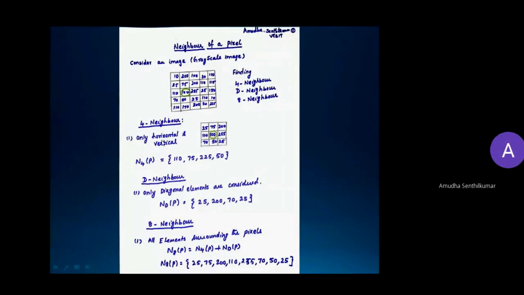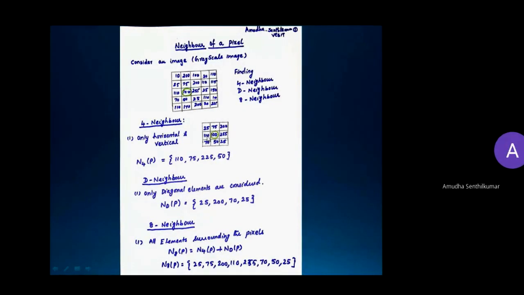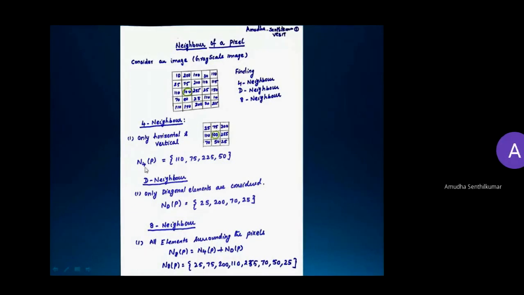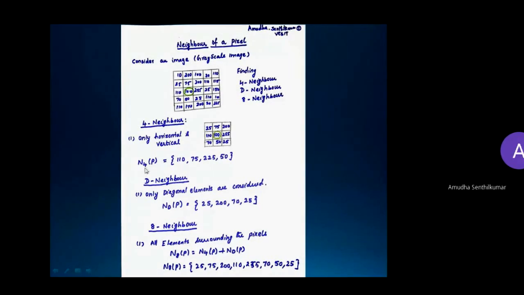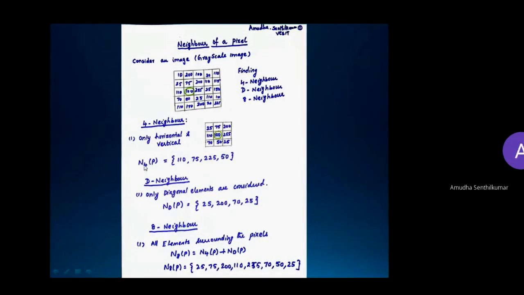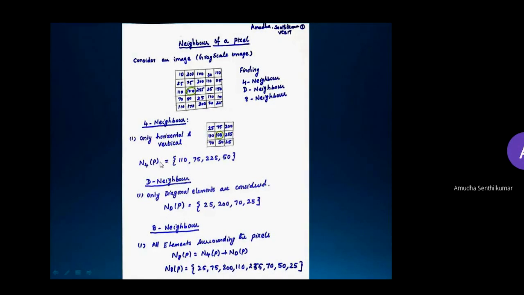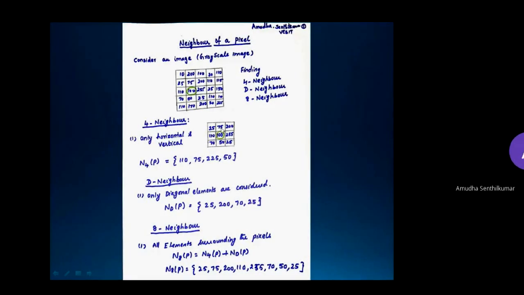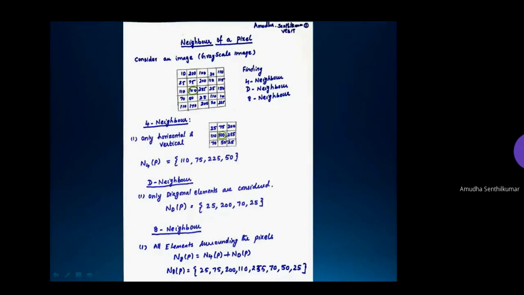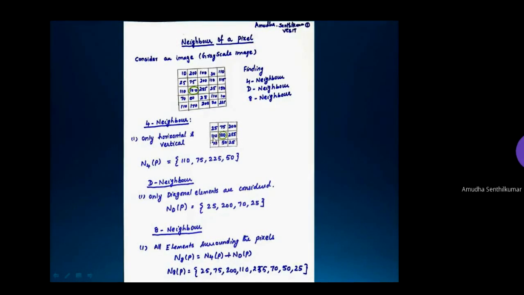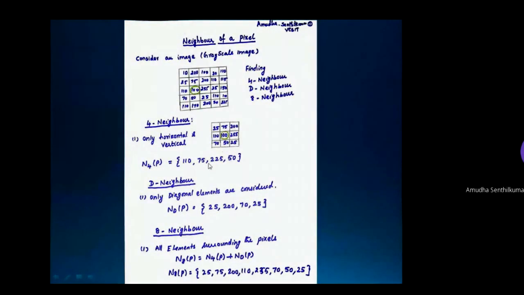If I want to find 4 neighbors, only horizontal and vertical neighbors are considered. So N4 of P means the 4 neighbors. We write capital N with subscript 4 of P, which is equal to 110, 75, 255, 50. Clockwise I have written it. Two are horizontal and two are vertical: 110, 75, 255 and 50. So this is called 4 neighbors.